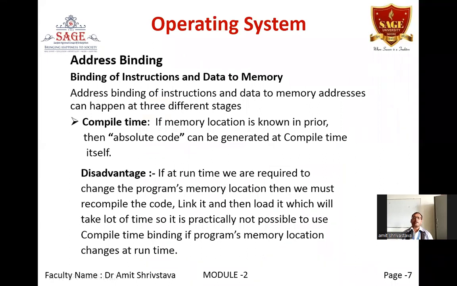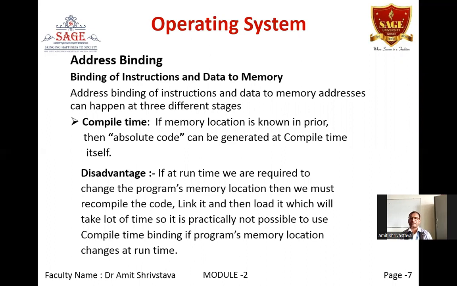Now, one basic concept for memory management is address binding. Address binding of instructions and data to memory addresses can happen at 3 different stages: at compile time, at load time, and at runtime. First of all, what do we mean by address binding, and what are the types of addresses? Basically, there are 2 different types of addresses: logical address and physical address.